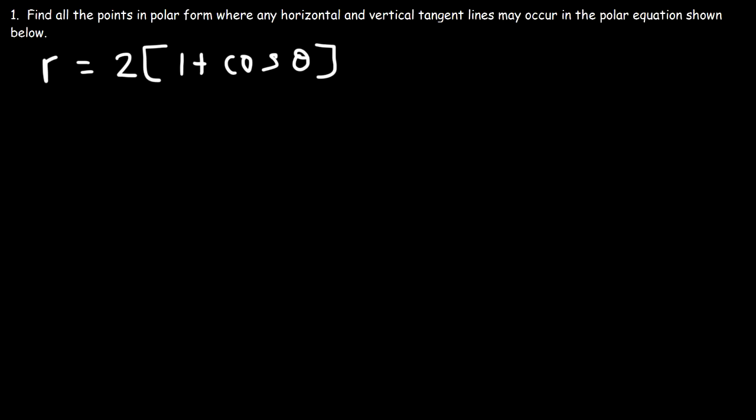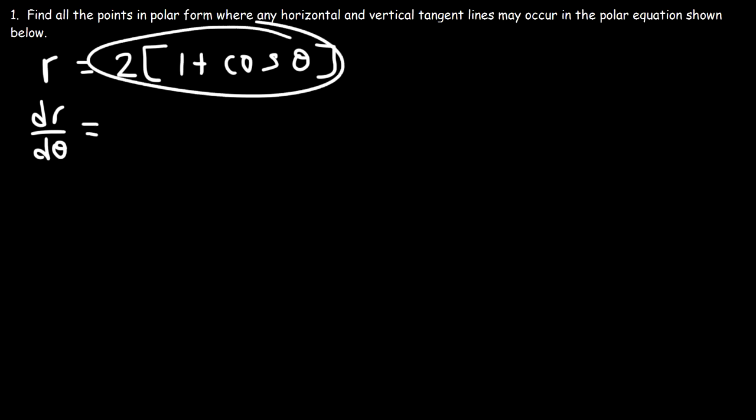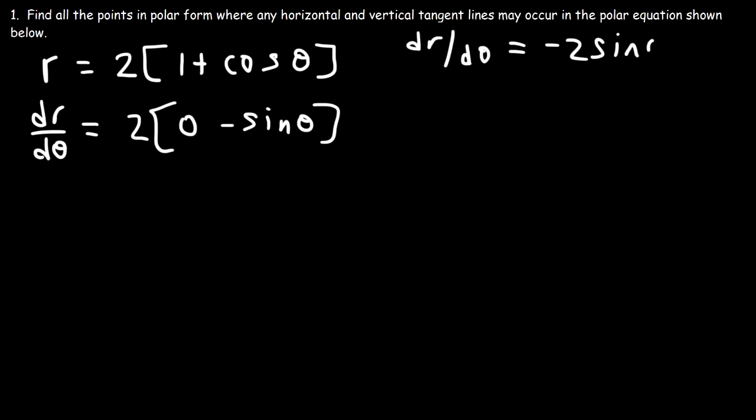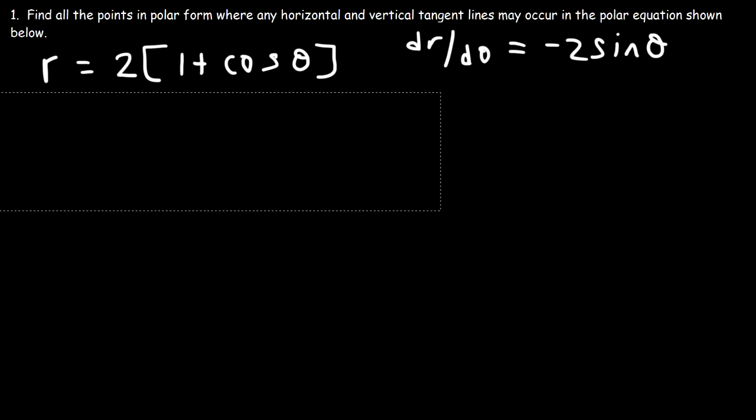So the first thing I'm going to do is find dr/dθ. dr/dθ is the derivative of this equation with respect to θ. The derivative of 1 is 0. The derivative of cosine is negative sine. So we could say that dr/dθ is negative 2 sin θ. Now let's find dy/dθ and dx/dθ.